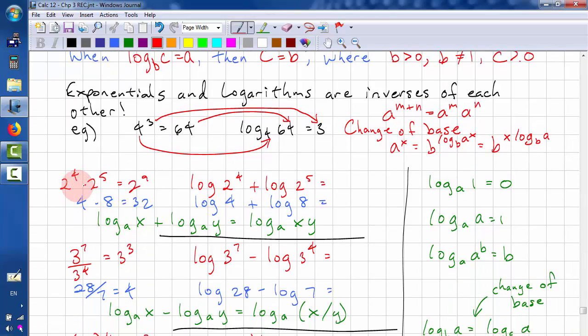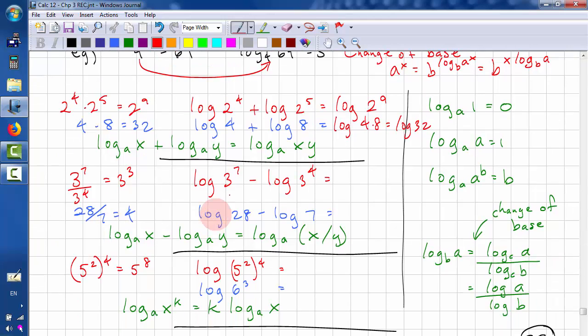Okay, so 2 to the power of 4 times 2 to the power of 5 is 2 to the power of 9. So we're adding exponents. If we add logs, this is going to be log 2 to the power of 9. If we're just adding log of values, this is log 4 times 8, which is log 32. Okay, so 4 times 8 equals 32. Log of 4 times 8 is log of 32. And this is the general rule. Log a of x plus log a of y equals log a of x times y.